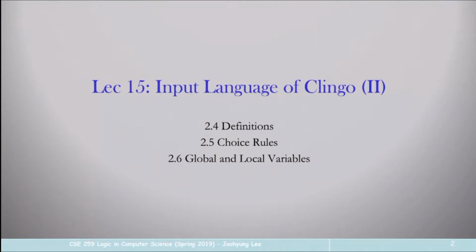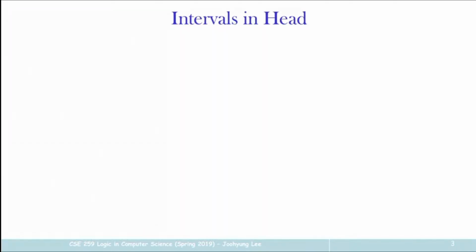So today we will continue the discussion of the input language of Clingo. We'll talk about how to represent definitions in this language, what a choice rule is, which is actually a keyword today, and what global variables and local variables are. After today's lecture, you'll probably see most of the constructs in this language, so if you want, you can start writing some simple programs too.